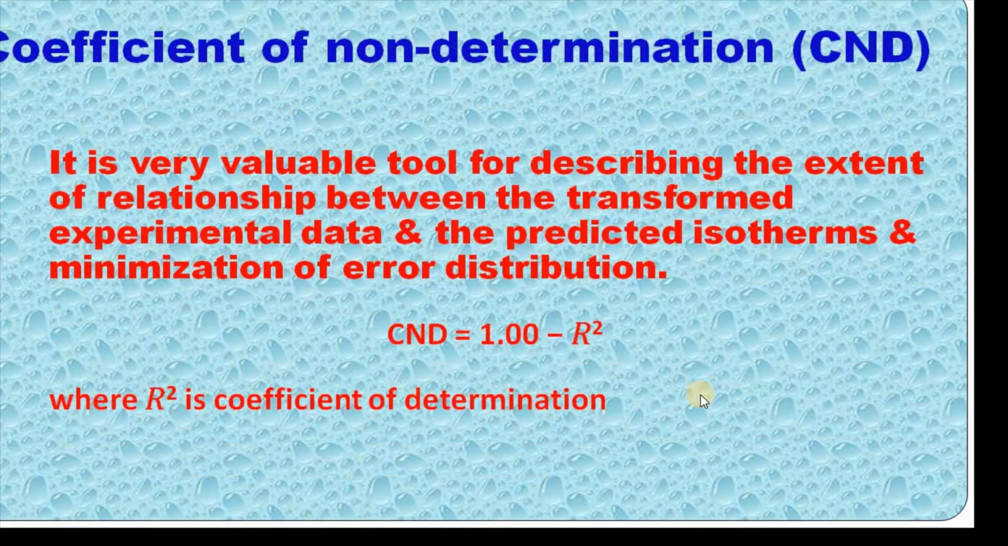Let us talk about coefficient of non-determination. It is a very important tool for describing the extent of relationship between the transformed experimental data and the predicted isotherms and minimization of error distribution. And it can be given as Cn equal to 1 minus R², where R² is the coefficient of determination.